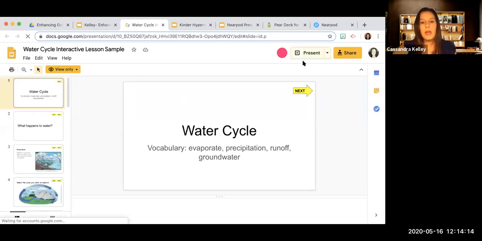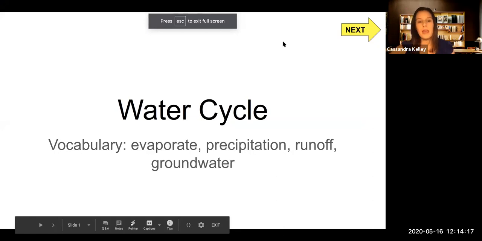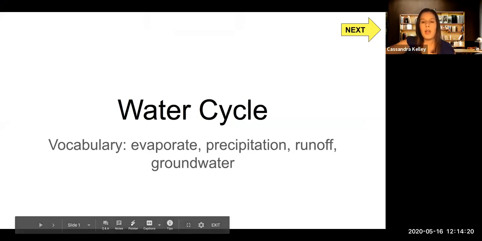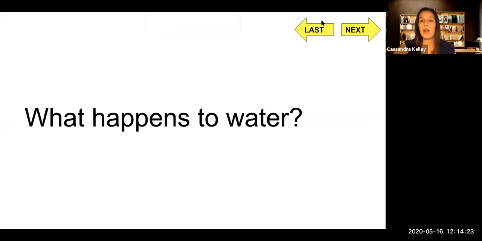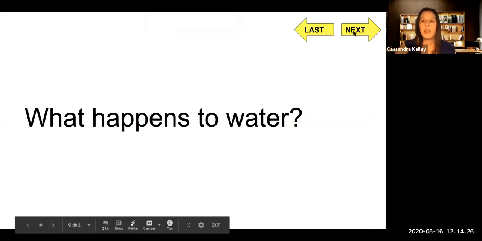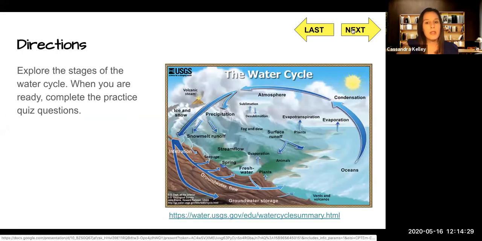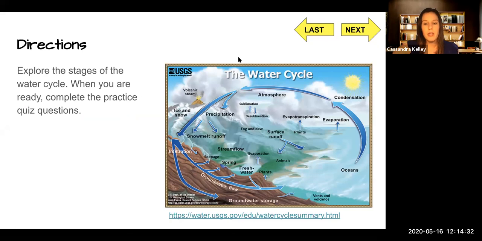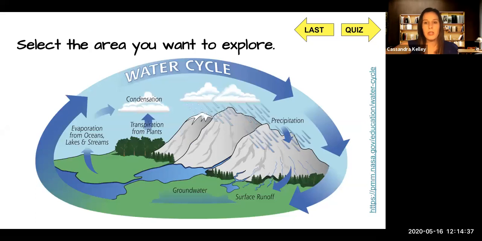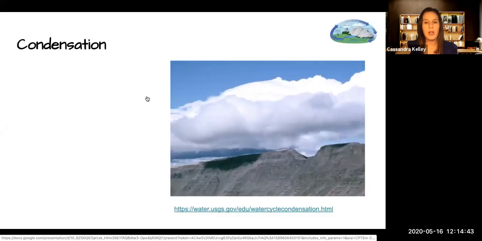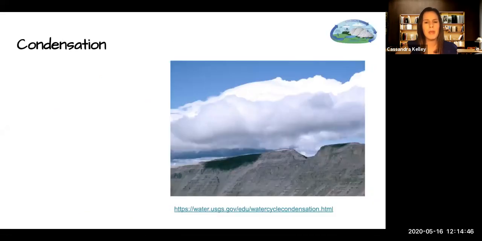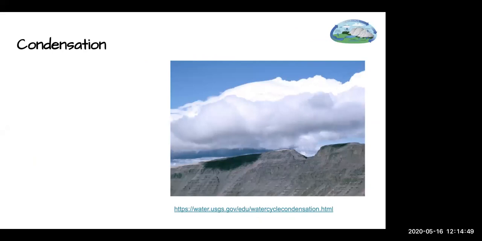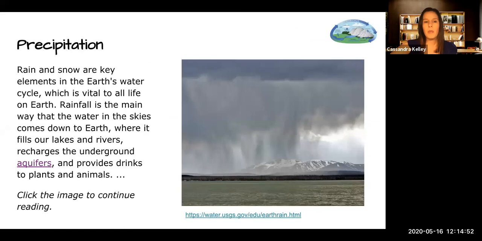Now, this one's interesting because this one has links within it, and the links take you to other parts of the presentation, so it makes it interactive. So we can click on these little arrows, and this one's talking about the water cycle. So it has the visuals of the water cycle, and it says to explore the stages and answer the quiz questions. So we can look at the parts we want to explore. We can actually click on, are you able to see how I'm clicking on parts of that image? Yes. Yes, okay, great.